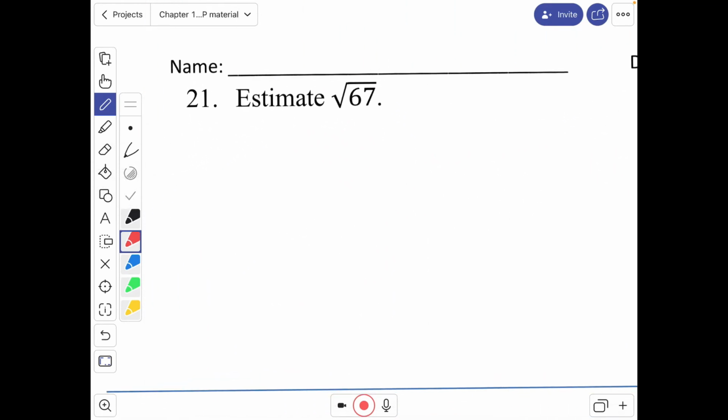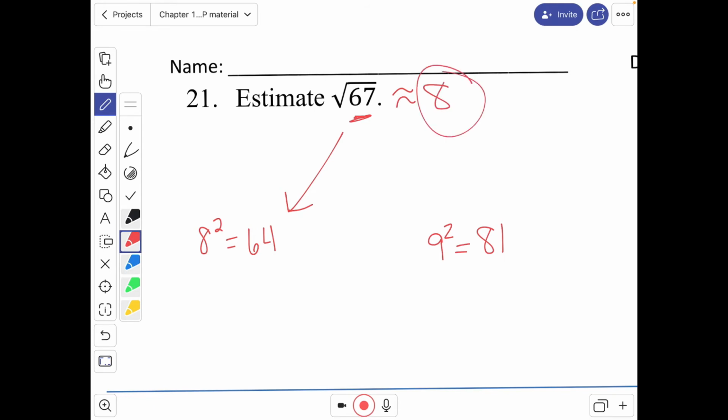21. Estimate the square root of 67. Well, 8 squared is 64, and 9 squared is 81. 67 is closer to 64, so I'm going to estimate the square root to be 8.